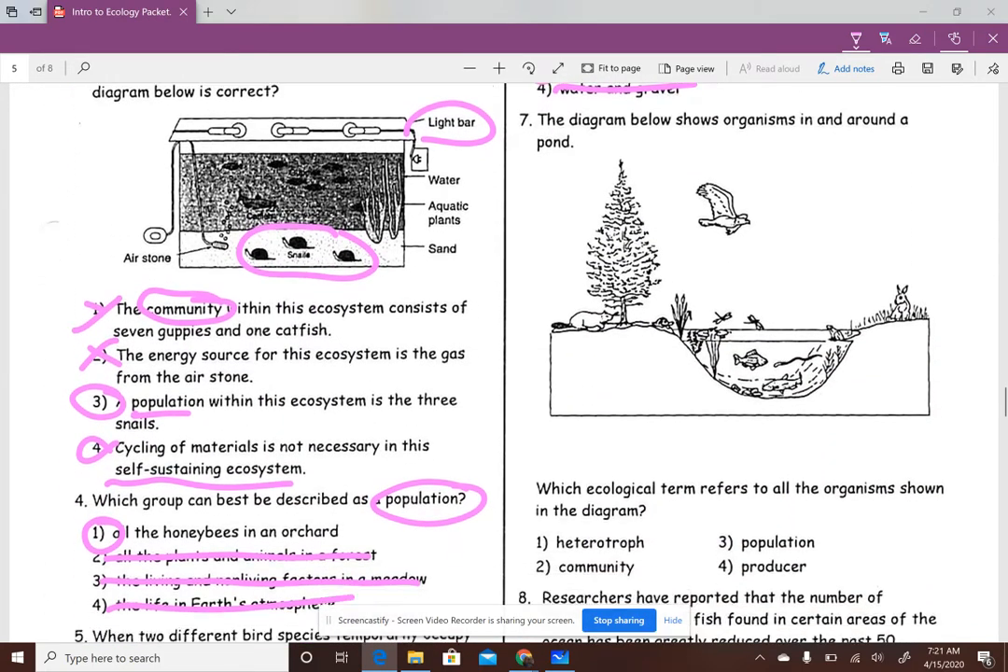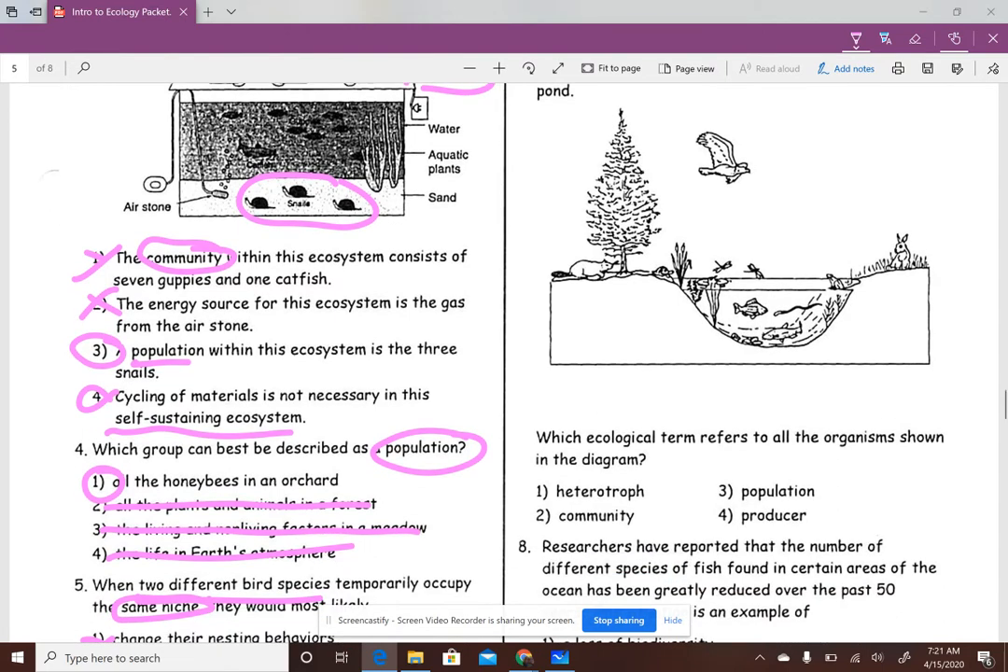Number 7, the diagram below shows organisms in and around a pond. So again, if we're talking about all the organisms in the diagram, all the living things, that is the definition of a community. A heterotroph is an organism that's not able to make its own food. And obviously we have plants here, so that wouldn't work. Producer is the opposite. They are able to make their own food. We have organisms that cannot. And then again, population is a group of one species, and we have numerous species here.